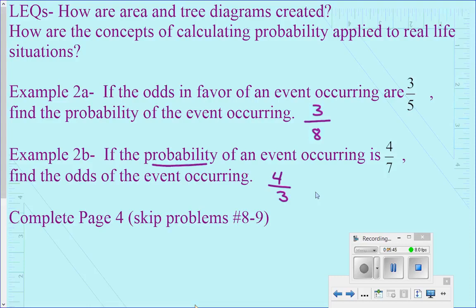So then we did take some time in class to work on page 4 of the new packet. We skipped problems 8 and 9 for now. We'll come back and do those later, but we did complete all of page 4. And then after that, I did go over the answers. So if you weren't in class today, make sure that you do all the problems on page 4 and check your answers with someone who was in class, or check your answers with me.